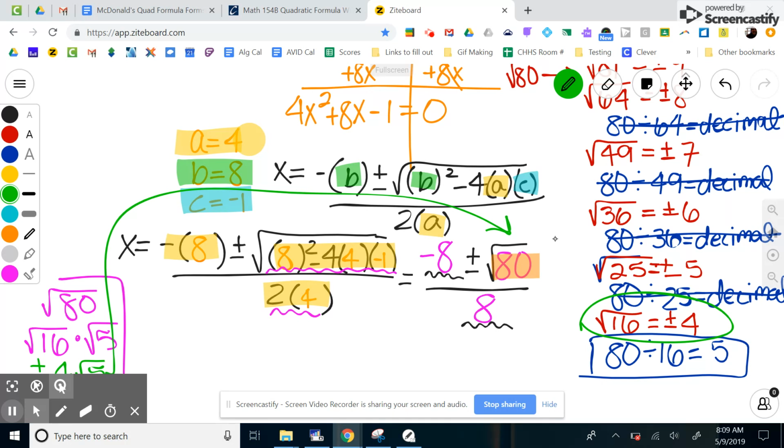And remember, that means 2 answers. That means negative 2 plus 1 square root of 5 over 2. So that's one of my answers. And my other answer is the same thing with a minus. So it is negative 2 minus 1 square root of 5 over 2.